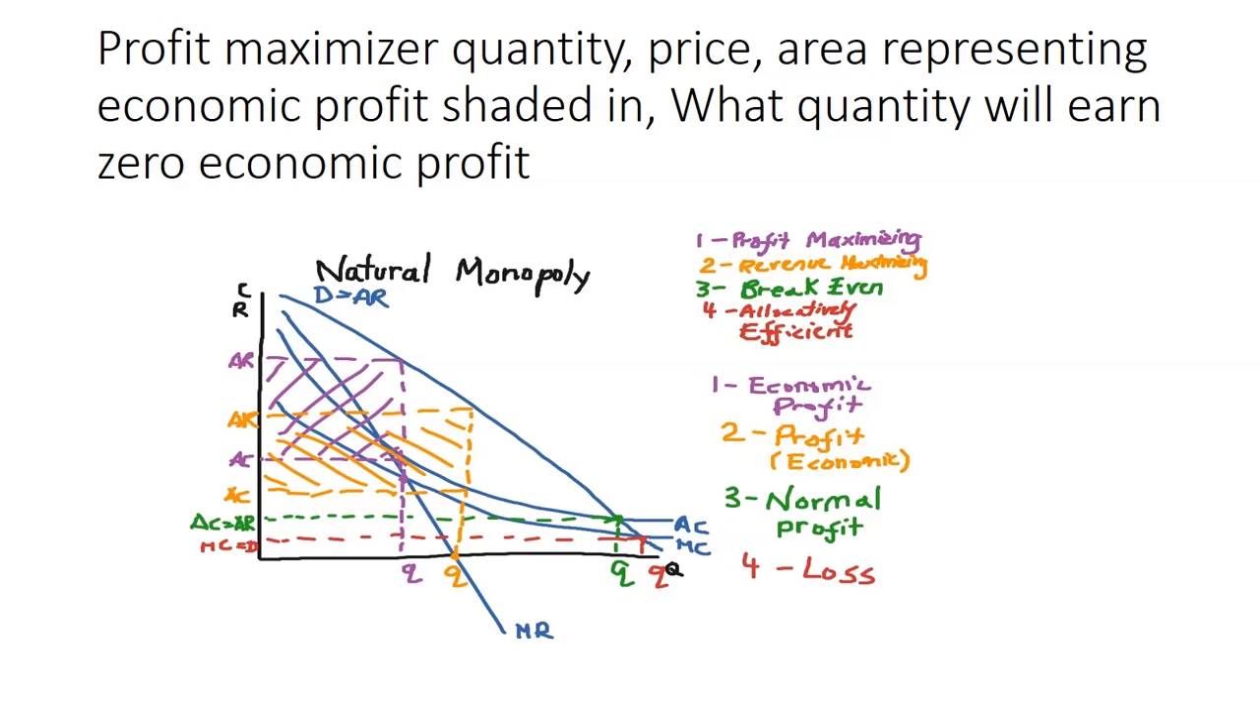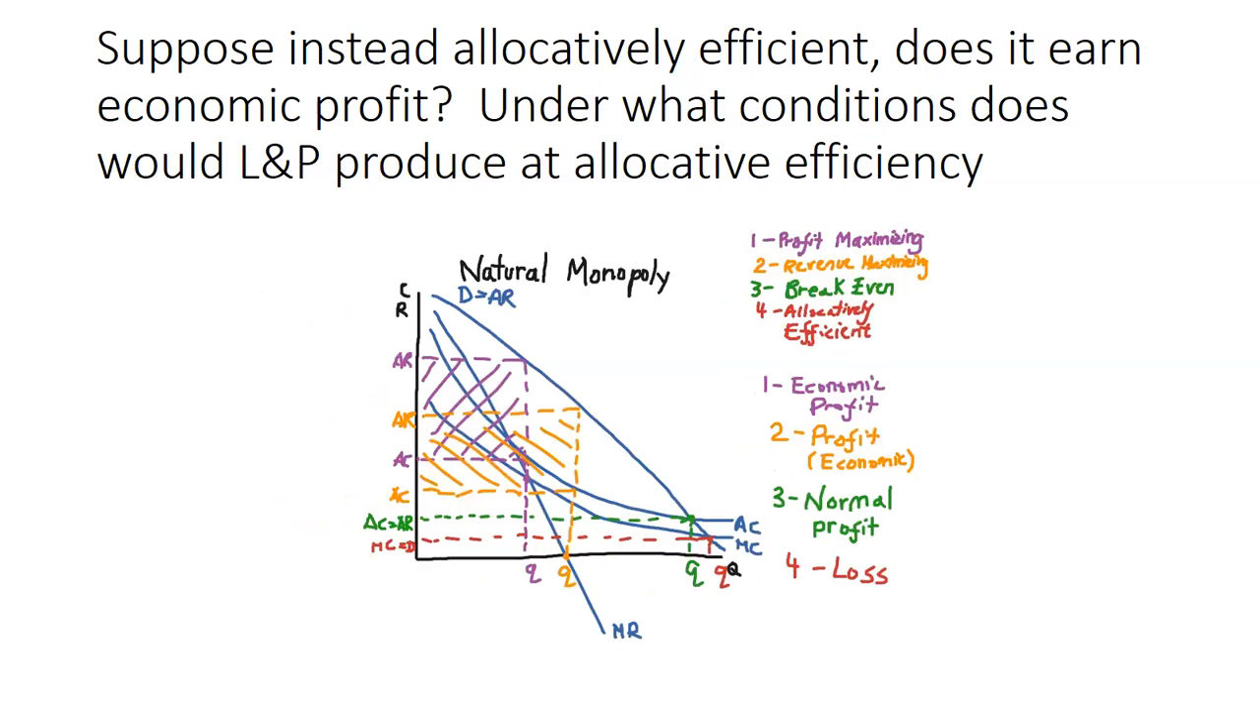Point 5. And then you had where ATC hits demand, point 6. And I think there were 7 points there. I must be missing something. So then suppose instead of allocatively efficient, it doesn't earn economic profit, because the price, where MC crosses demand, would be below the ATC, and then you got the subsidy.